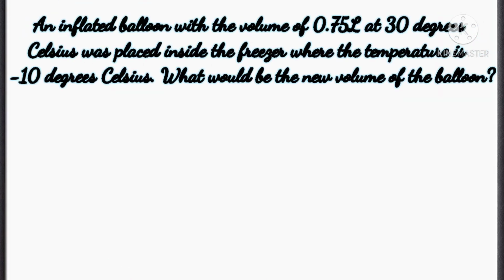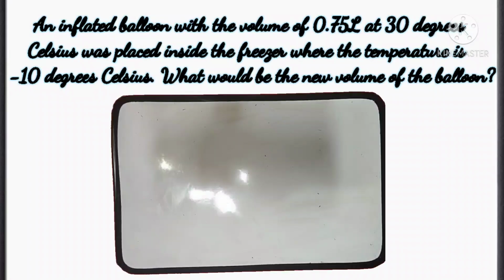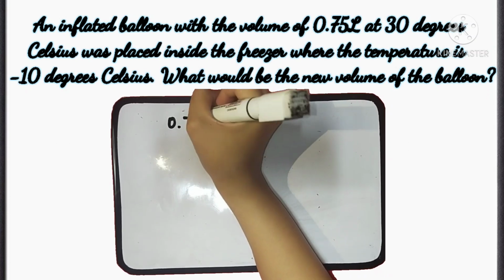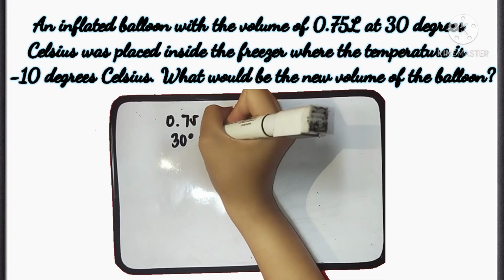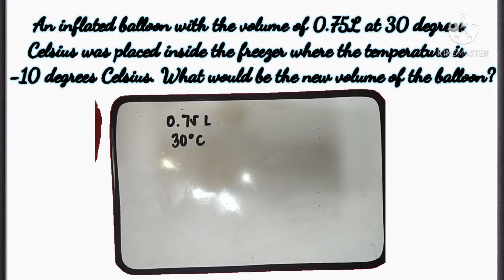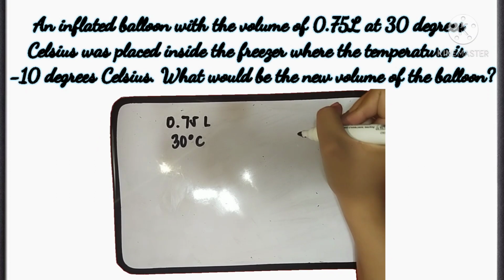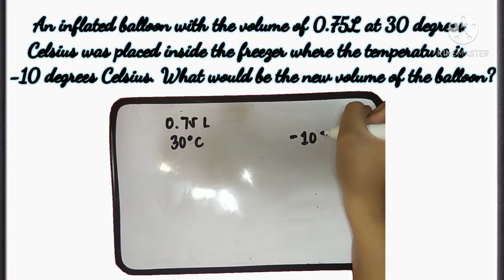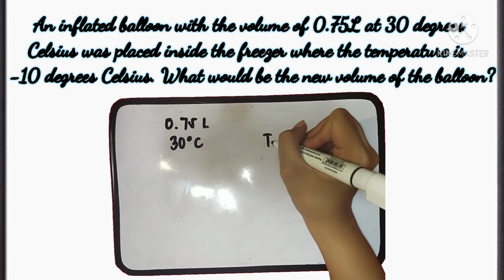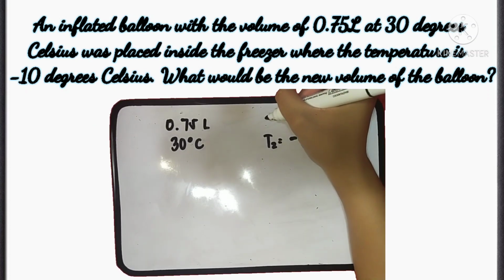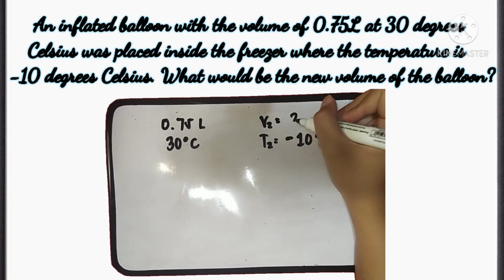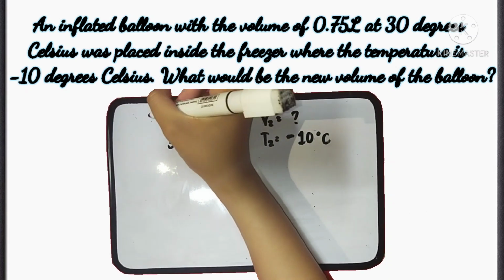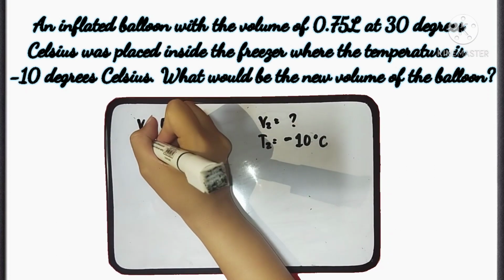Now let us have another problem applying Charles' law. In this problem, we have the givens, which are 0.75 liters at 30 degrees Celsius. And what is asked in the problem is the new volume at negative 10 degrees Celsius, meaning this is our T2. And since we're looking for the new volume, we are looking for the final volume, or V2, making these variables as V1 and T1.